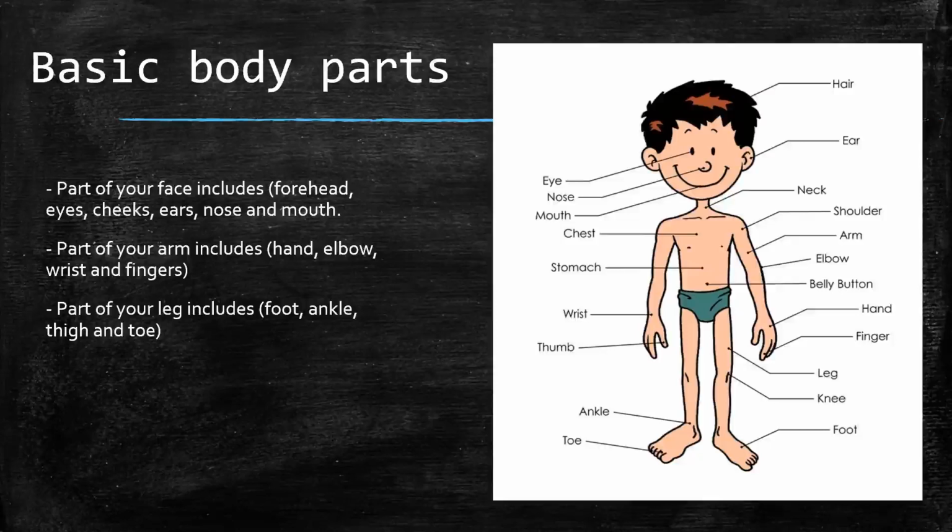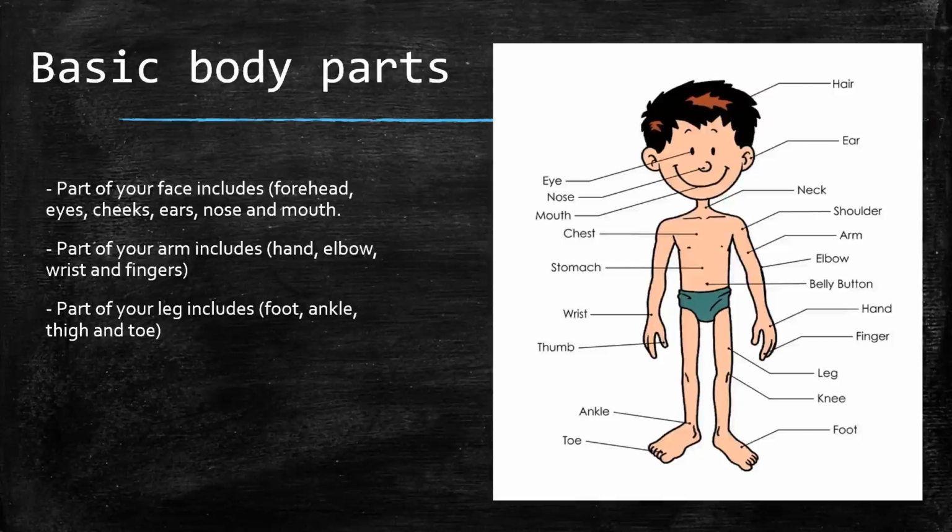The topmost part, this one is hair. These are the eyes. This is the nose. This is an ear. This one is mouth. We have neck and shoulder. There's chest. There is arm, elbow, belly button, and there's the stomach. We have wrist and thumb. We also have hand, finger.